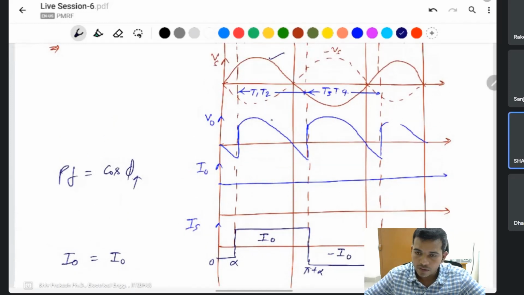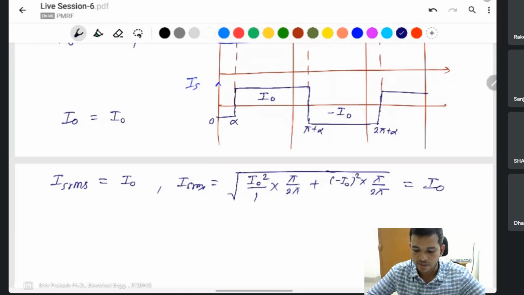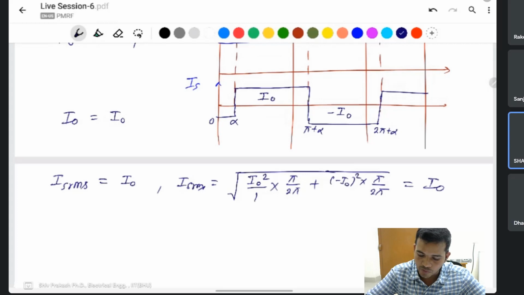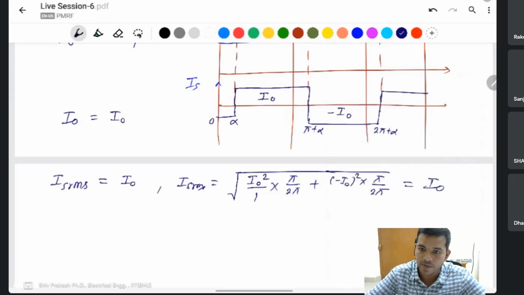Sir, for the square wave, can we calculate IRMS directly? Yes, in any square wave you can calculate directly. Sir, that pi is the period from alpha to pi plus alpha, where the waveform is present. Then we subtract and divide by 2 pi, since it conducts for pi radians out of the total time period.